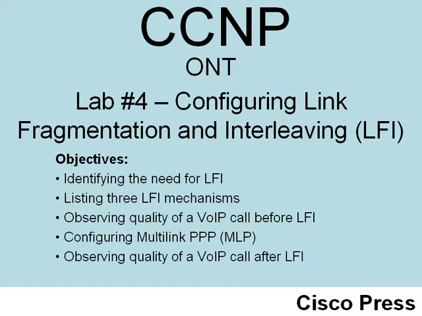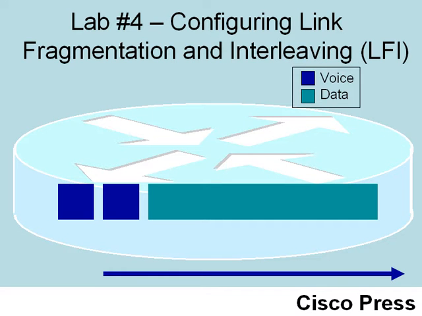But first, let's consider why we might need a link fragmentation and interleaving mechanism to begin with. Let's say that we have a big data frame inside of the router. Let's say that it is a 1500 byte frame, and behind that frame we have a couple of relatively small voice frames. The issue we could have on slow speed links, and by slow speed, I mean specifically less than 768 kilobits per second. It's on those link speeds where we typically use LFI.